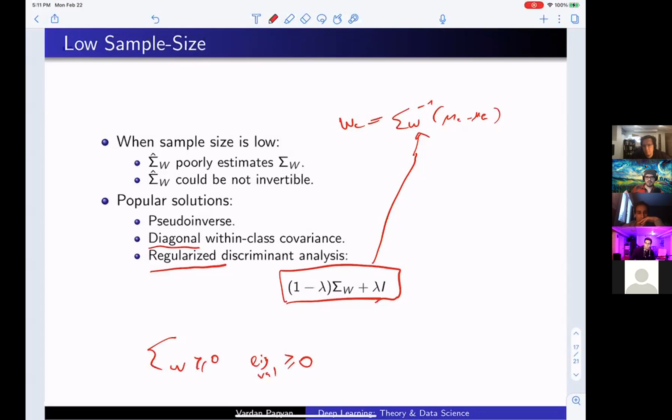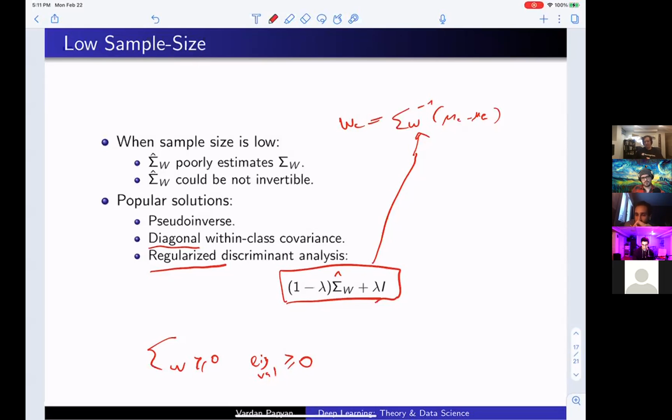Is the confusion about how you choose lambda, or am I misunderstanding the confusion? Less data implies lambda closer to 1. That is correct, Luke. Because the less data that you have, the worse sigma w hat is, and the better it would be to rely just on an identity covariance matrix.